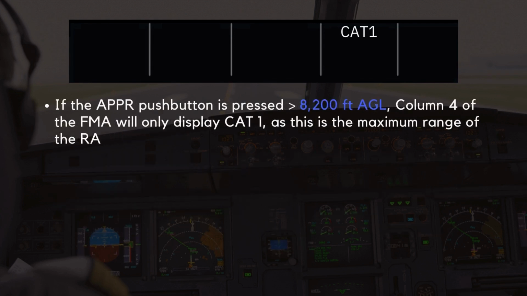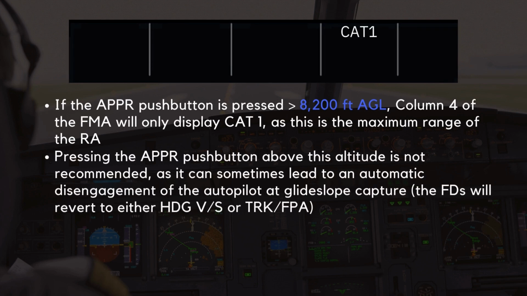If the approach push button is pressed above 8,200 feet above ground level, column 4 of the FMA will only display Cat 1, as this is the maximum range of the radio altimeter. Pressing the approach push button above this altitude is not recommended, as it can sometimes lead to an automatic disengagement of the autopilot at glide slope capture. In such cases, the flight directors will revert to either heading vertical speed or track FPA mode.